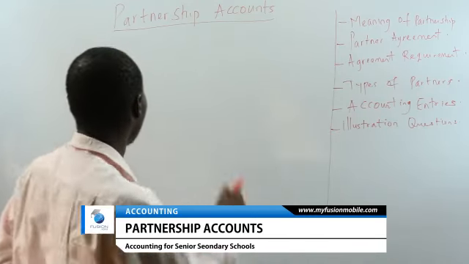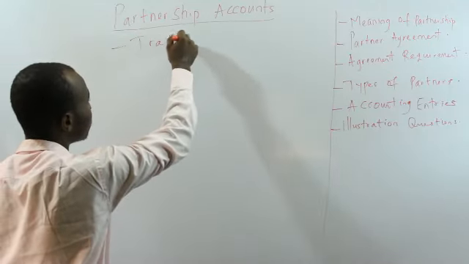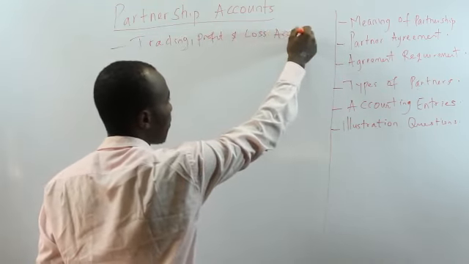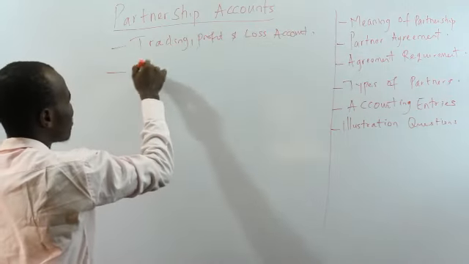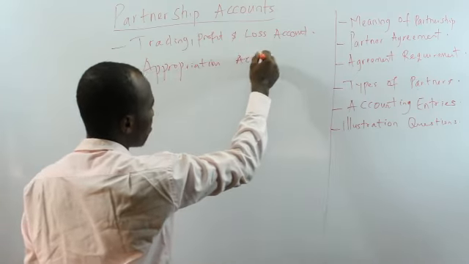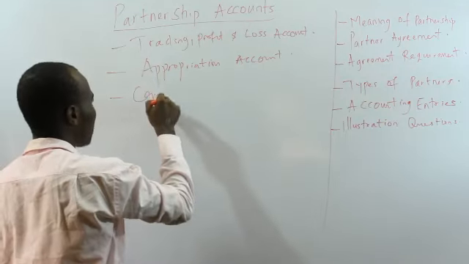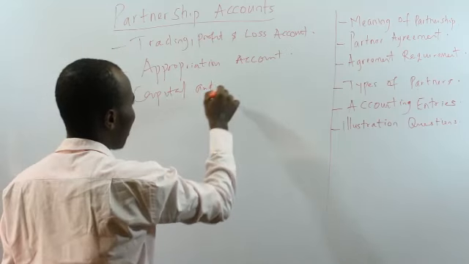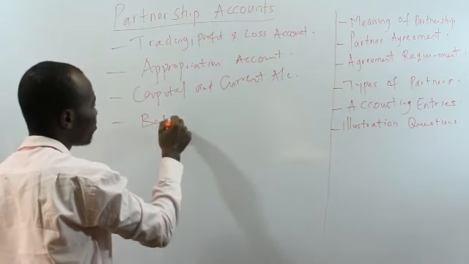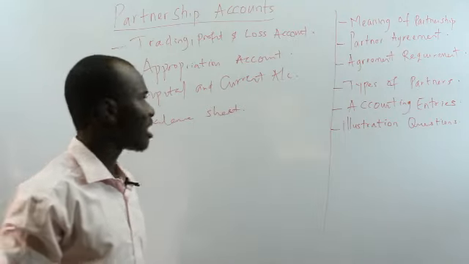So the accounts to be prepared by the partnership: first is to prepare the trading profit and loss account. Thereafter, to prepare the appropriation account. And thereafter, to prepare the partners' capital accounts we've spoken about and the current accounts. Thereafter, we can prepare the balance sheet within the period. So those are the accounts to be prepared by the partners within the period.